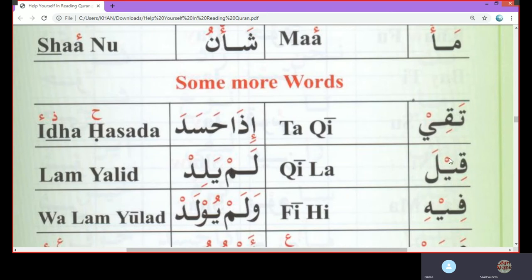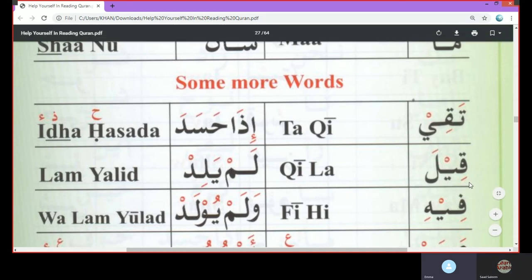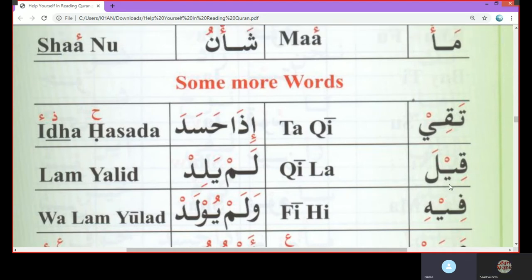Now tell me, ya here is simple ya or ya madda? It's a madda because it's got the kasra before it. Good. Read this. So it's kila. Now again we have ya. Tell me, is it simple ya or is it ya madda? It's simple. Good. Read it. So it's lam yalid. Good. What about this ya?